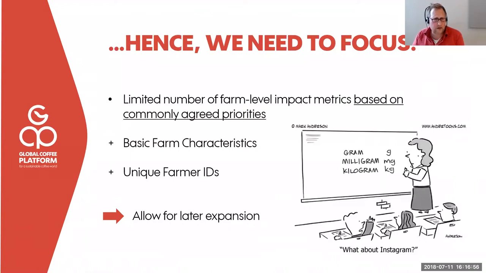Third, we will focus on metrics that can be measured at farm level. So regardless whether they are reported on aggregate as a percentage of farmers, it's farm level metrics. And this will be complemented by data points to describe the basics of a farm or farm characteristics. There are different terminologies around that, just like location and size, farm size. And we will also look into different ways of uniquely identifying a farm.